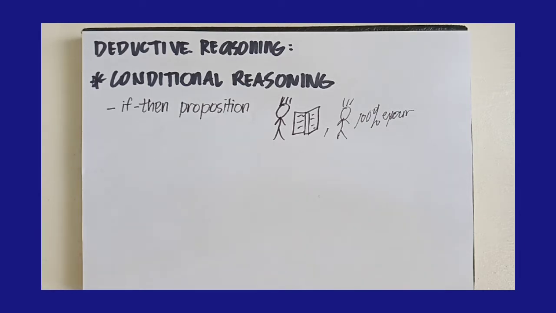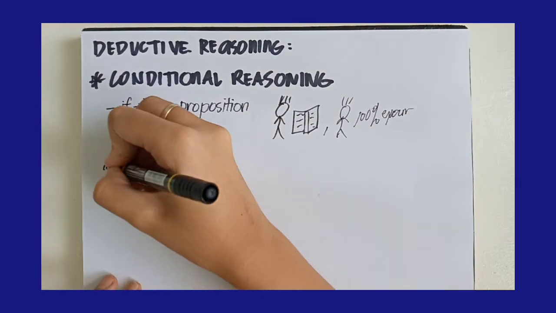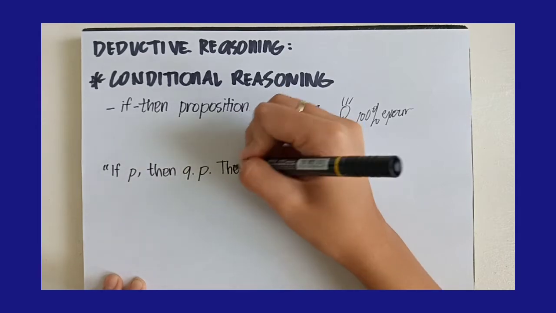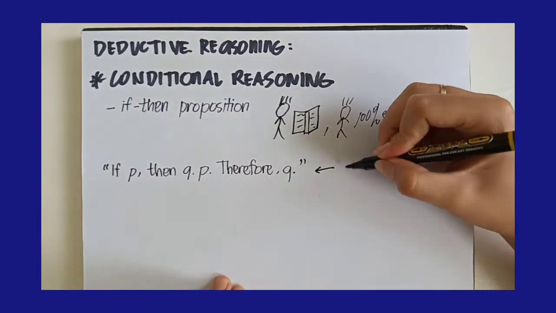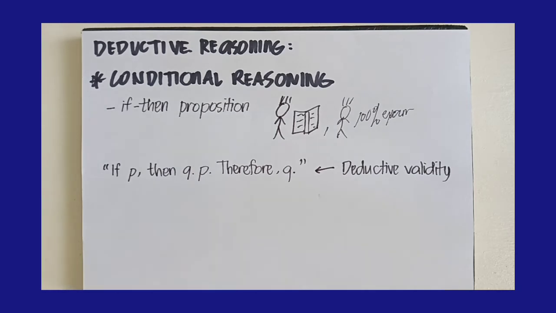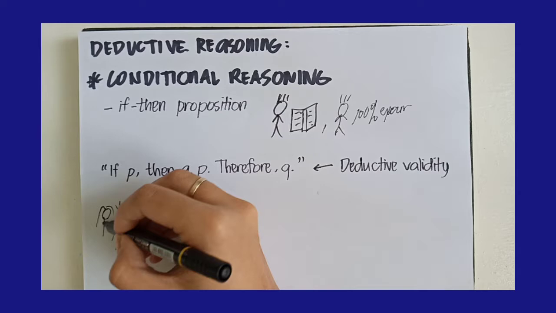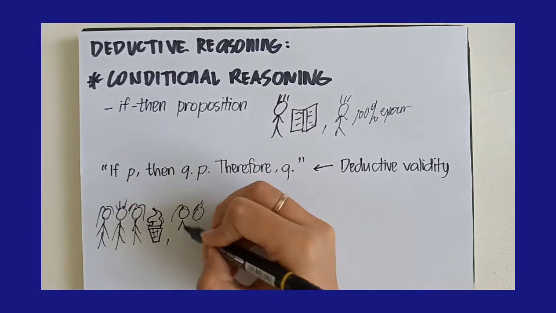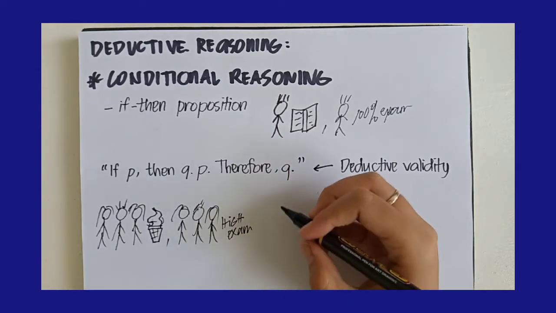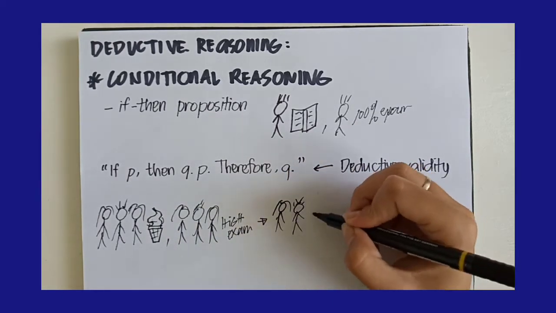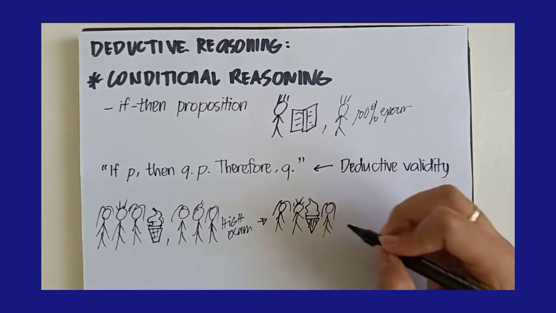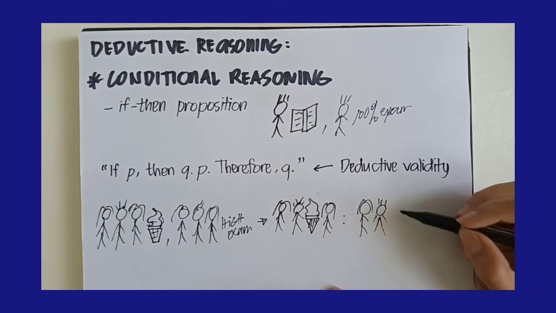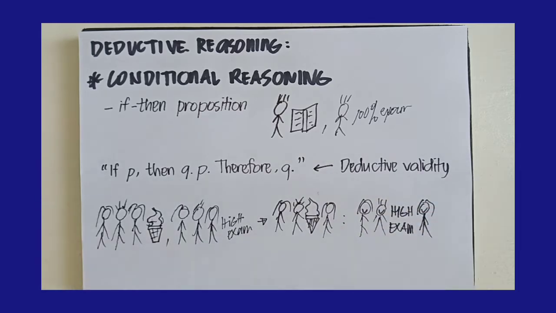Usually, the set of conditional propositions from which we can draw a well-reasoned conclusion is: if P, then Q; P; therefore, Q. This illustrates deductive validity. So, we can logically illustrate: if students eat ice cream, then they score high on their exams. They eat ice cream. Therefore, they scored high on their exams.